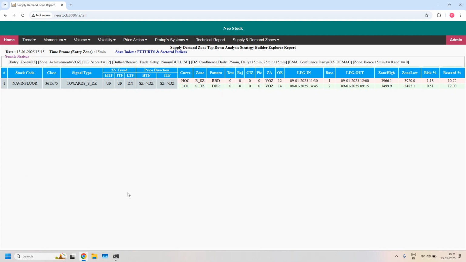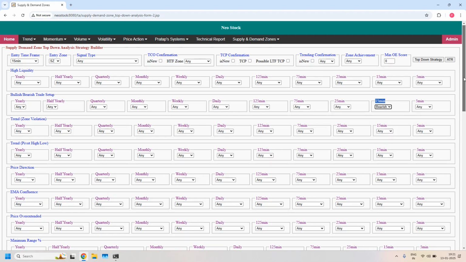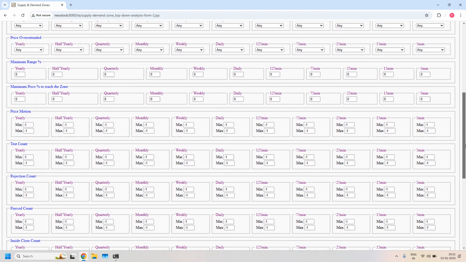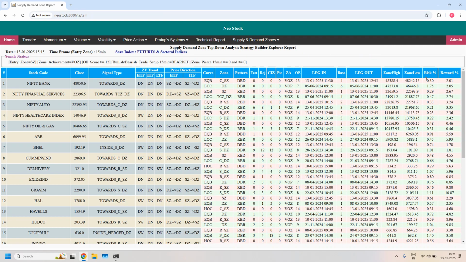Next, bearish trade setup for daily income trade. Entry time frame is 15 minutes. Entry zone is supply zone. In bullish or bearish trade setup, at 15 minutes time frame, I am selecting bearish, and the 15 minute supply zone should not be pierced. So in the pierced count parameter, at 15 minutes time frame, I am setting minimum value 0, maximum value 0, zone achievement violated opposing zone, minimum odd enhanced score 12. All 3 filters are applied to 15 minute supply zone.